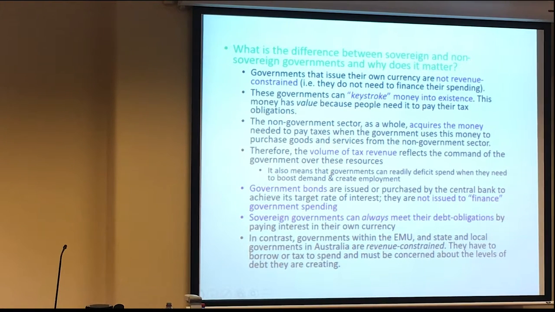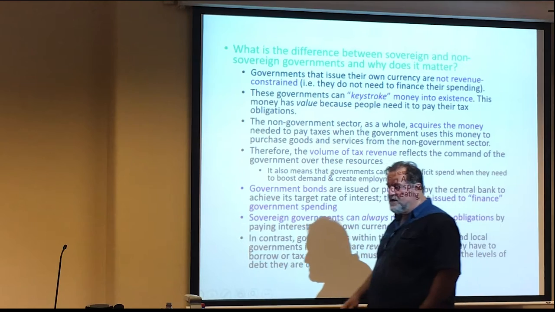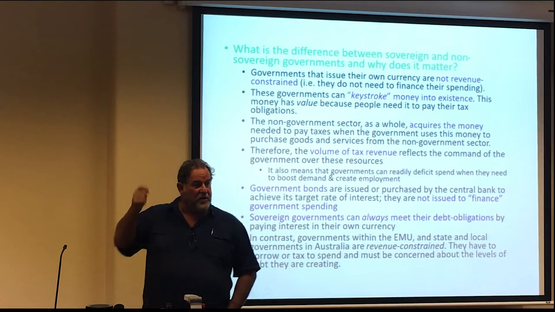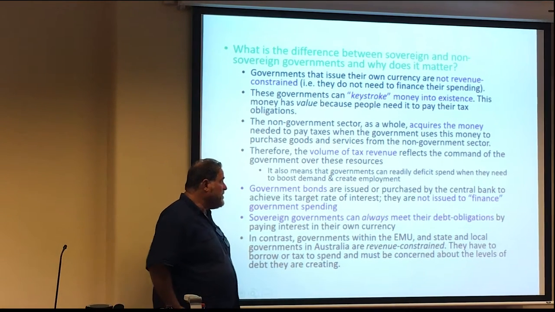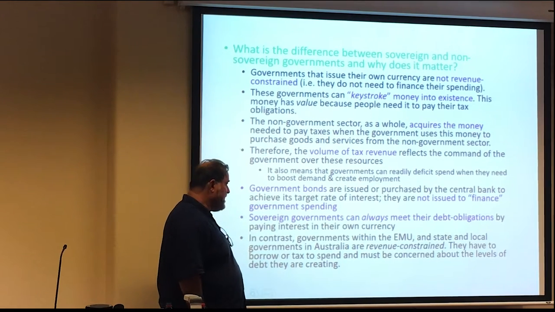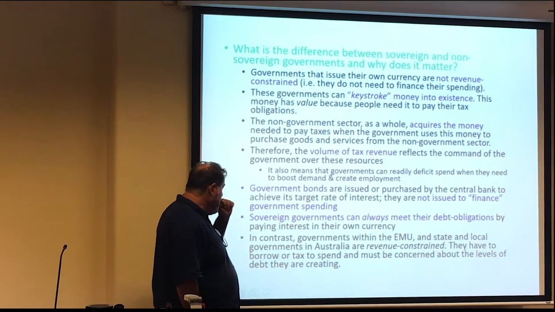Government bonds are issued or purchased by the central bank to achieve its target rate of interest. So the main policy instrument that governments pursue from a monetary policy perspective is they target what's called the overnight rate of interest, or the interbank rate at which banks borrow and lend between one another. And they buy or sell government bonds to achieve that target in a way that I'll explain.